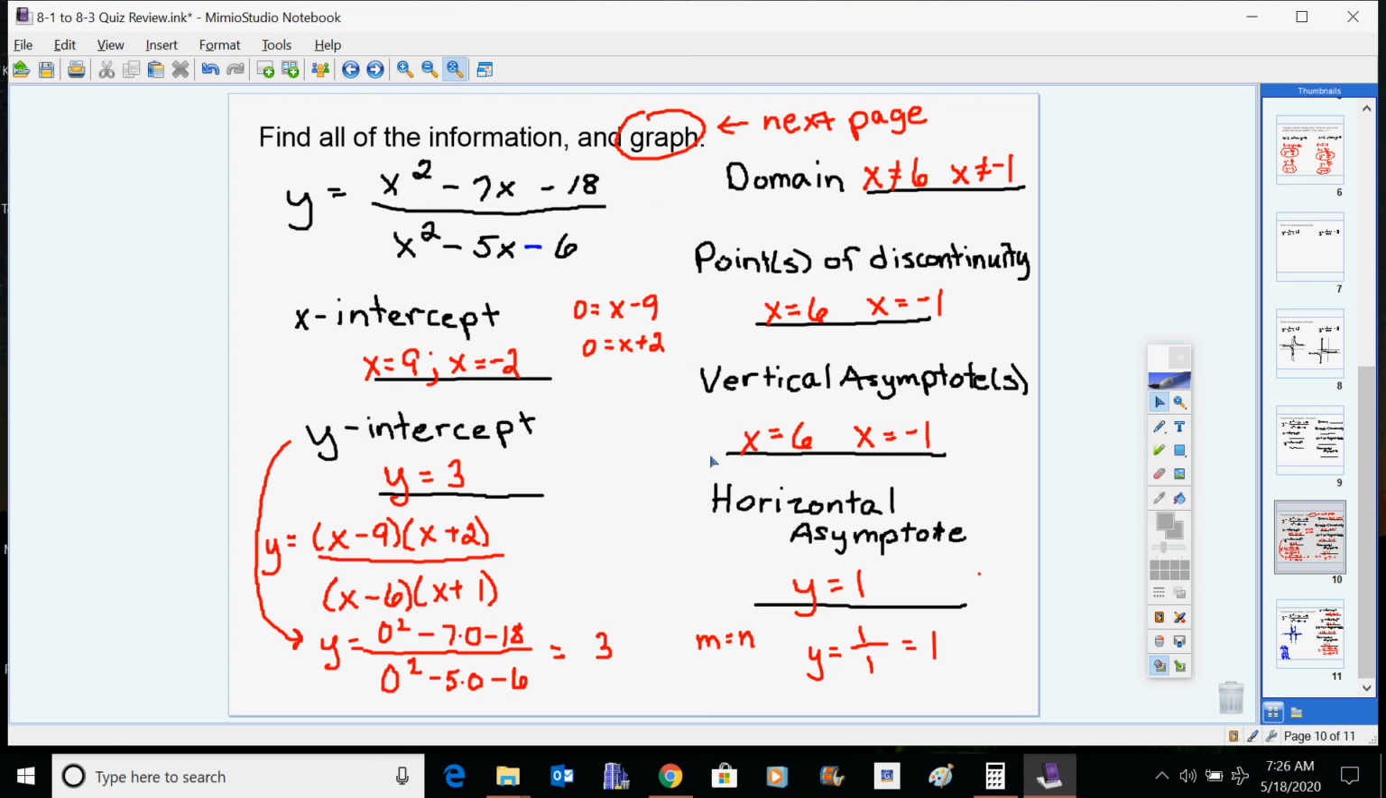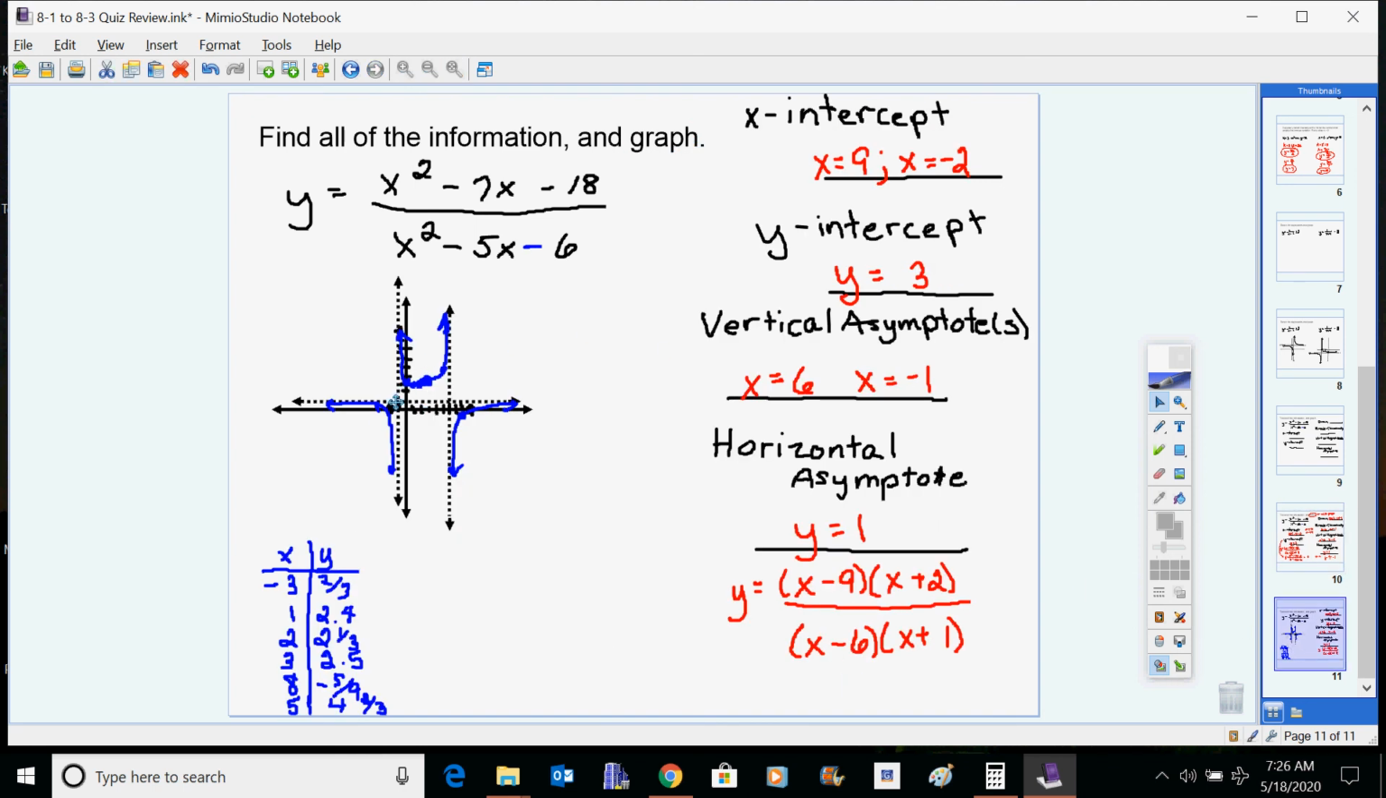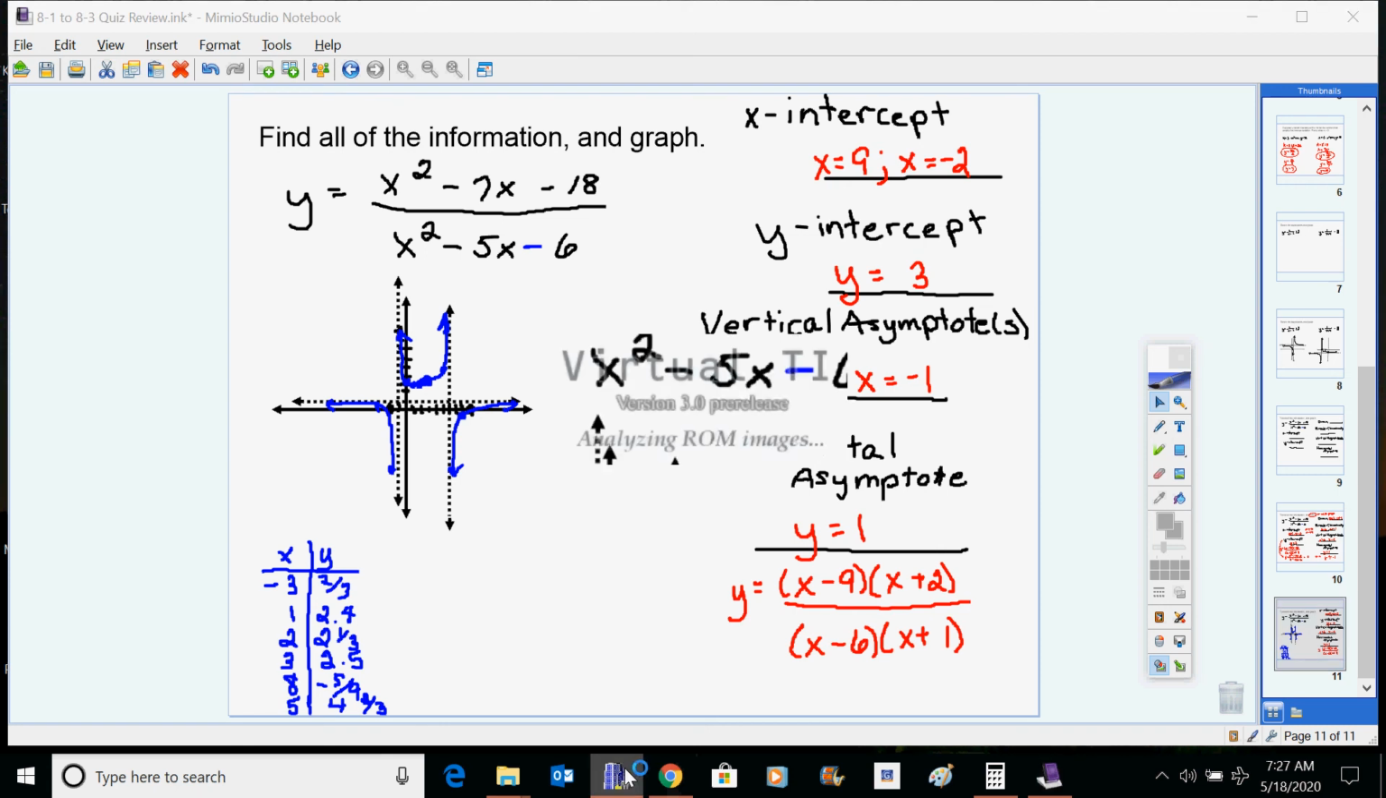Okay, and then the graph, well, what does this tell me? It tells me that I have vertical asymptotes at 6 and -1. So you've got vertical lines this way. It tells you you've got a horizontal asymptote at y equals 1. And then the rest of the intercepts come from those. But what about the rest of the shape of the graph? If you want the rest of the shape in the graph, you should plug in some numbers around it, or you can use your calculator's table function.